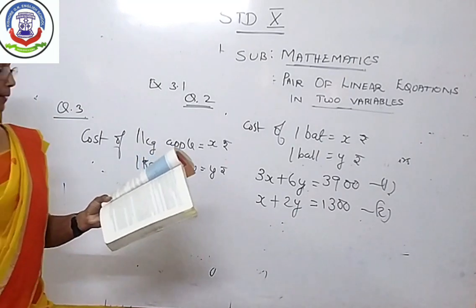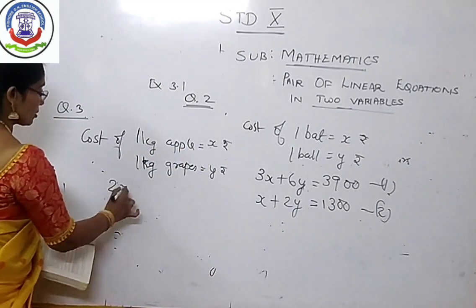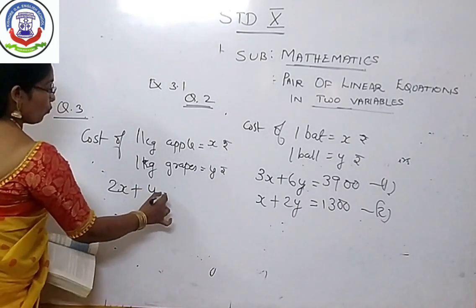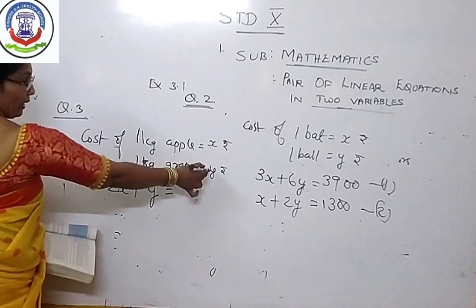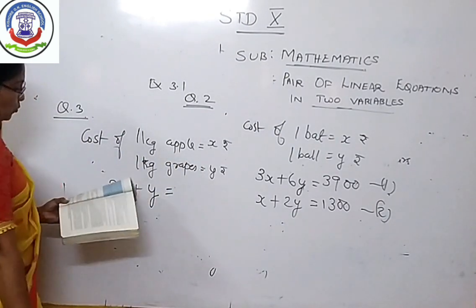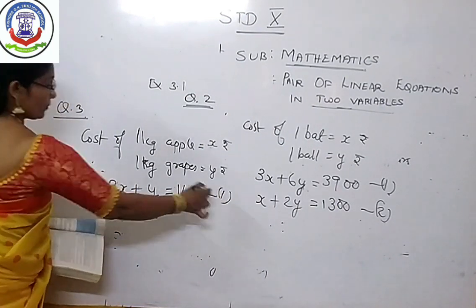Now, how many kilograms of apple purchased? First time she purchased 2 kilogram apples and 1 kilogram grapes. That means 2x, and 1 kilogram grapes is already y rupees only. 2x plus y is equal to 160. That is the first equation.